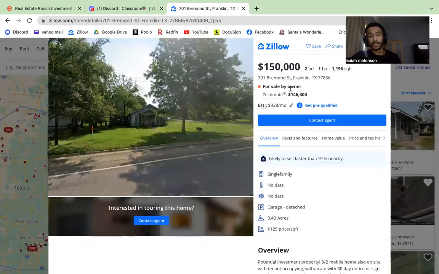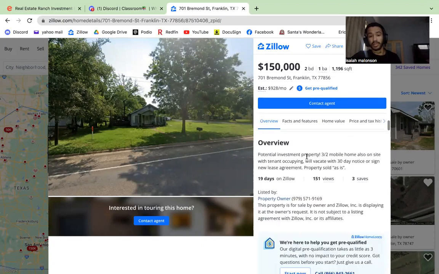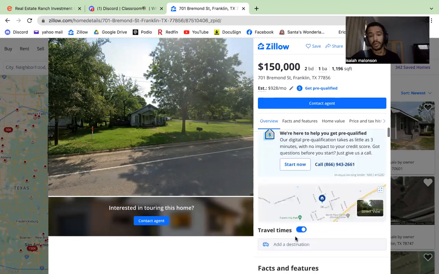They're asking 150. I compare it to their asking, I mean, the Zestimate right here. So that lets me know that they're probably asking a little bit more than what it's really worth. I'd say potential investment in property, with tenant occupying, will vacate within 30 days, being sold as is.